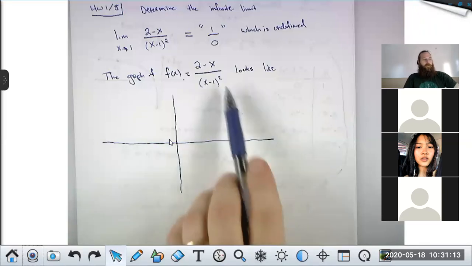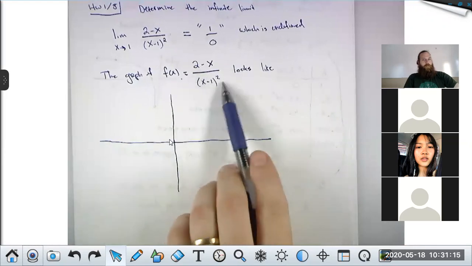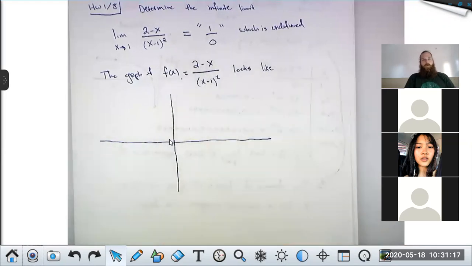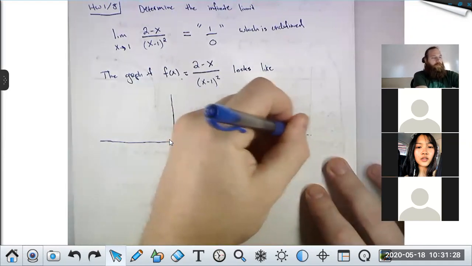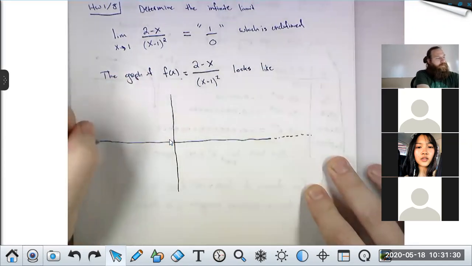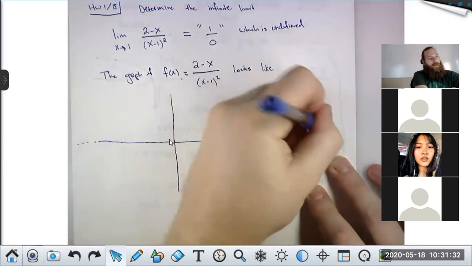So here the degree of the bottom is 2, and the degree of the top is 1, right? It's a rational function, which means the top and bottom are both polynomials. The bottom is a quadratic polynomial, the top is a linear polynomial, which tells me that the horizontal asymptote is the line y equals 0.